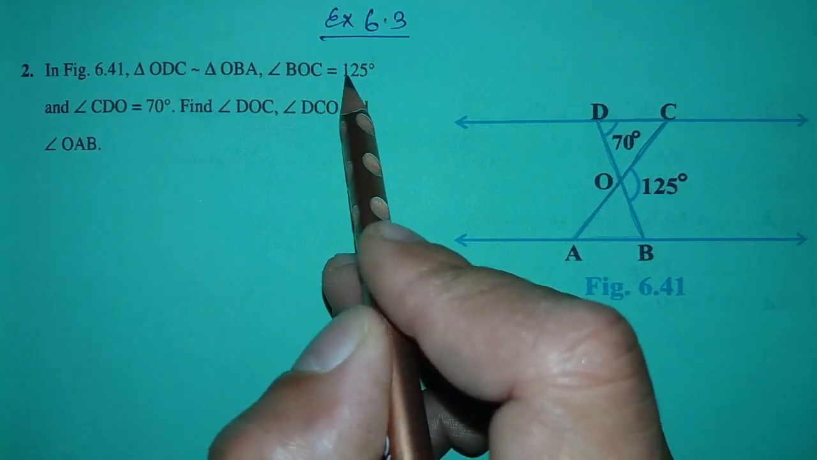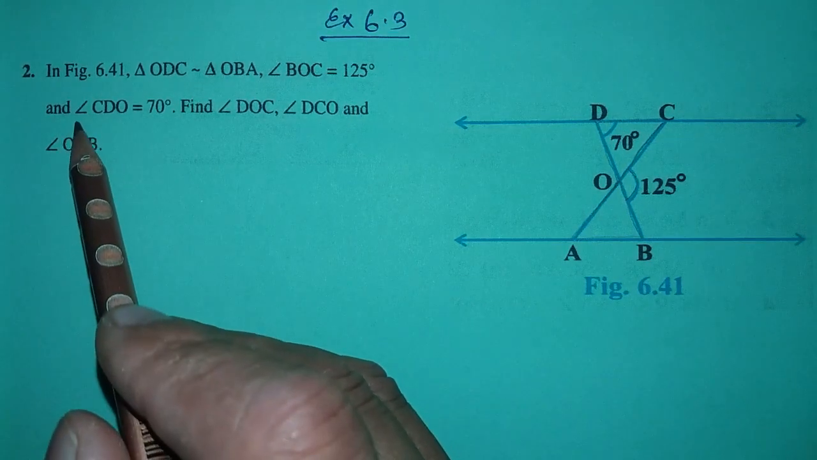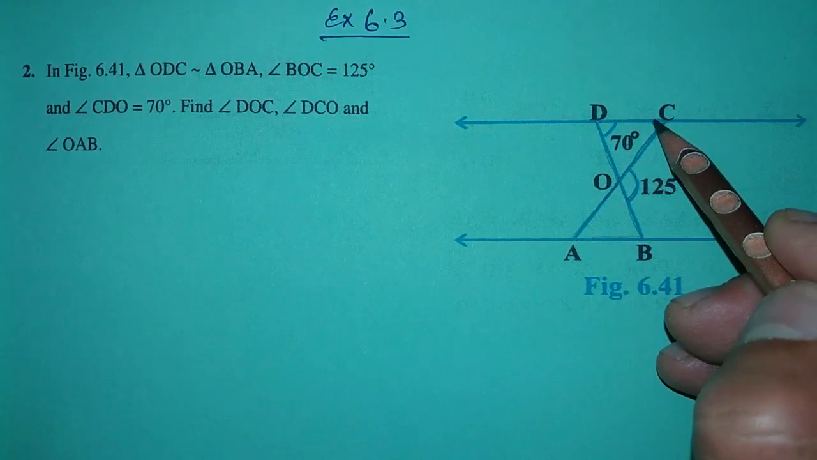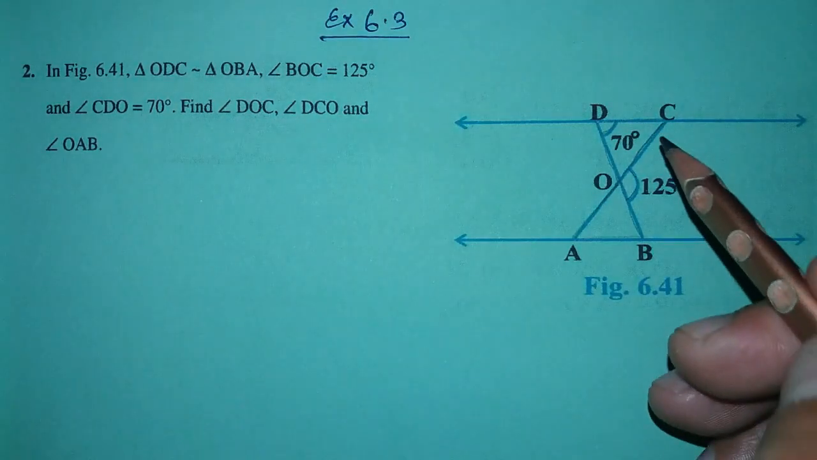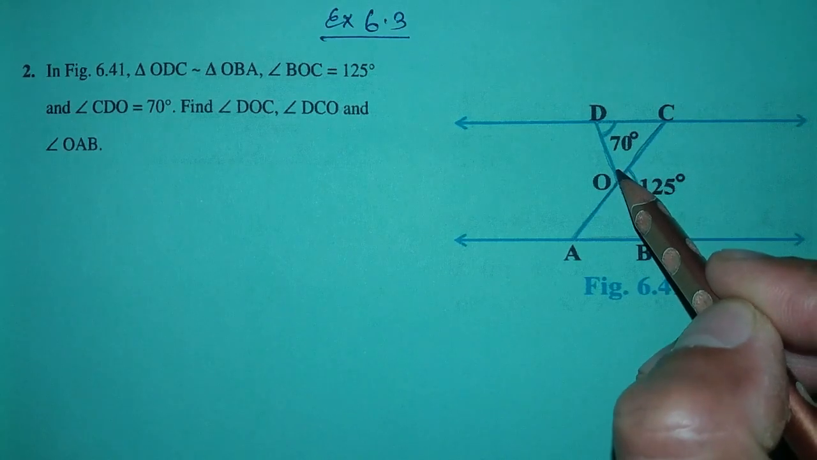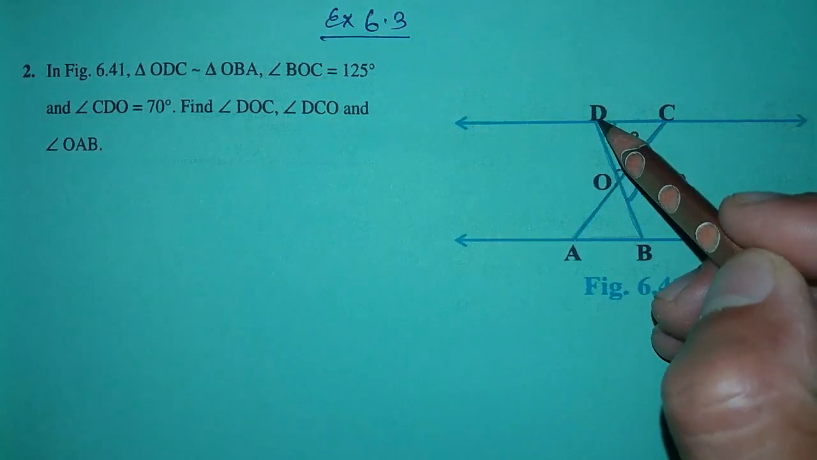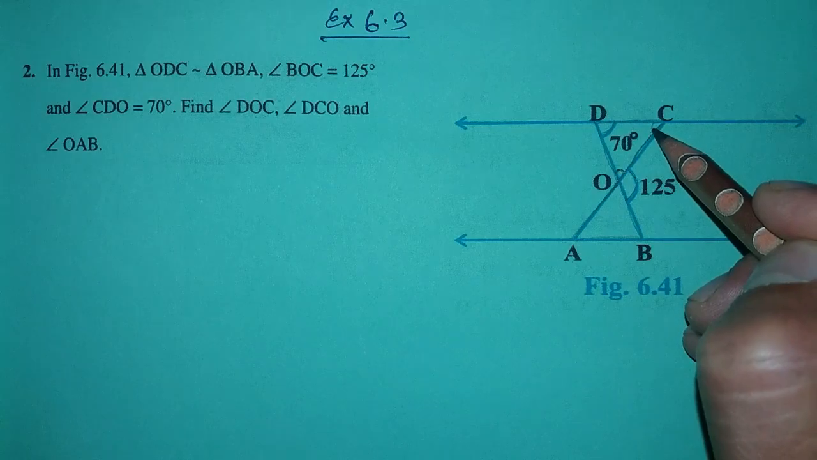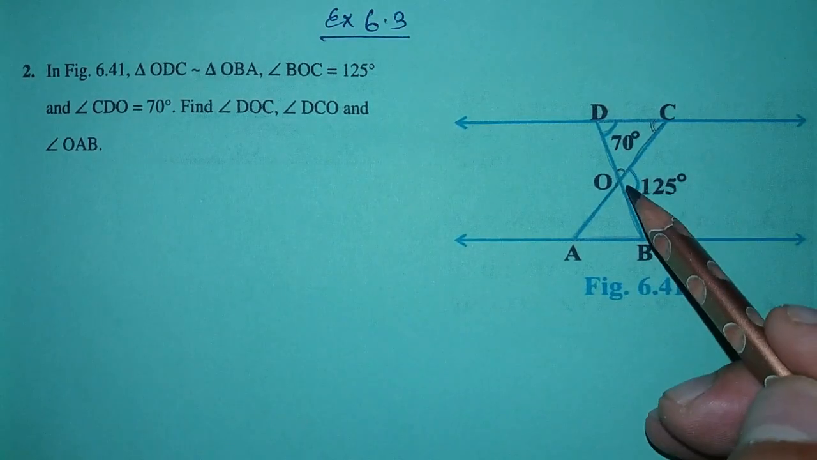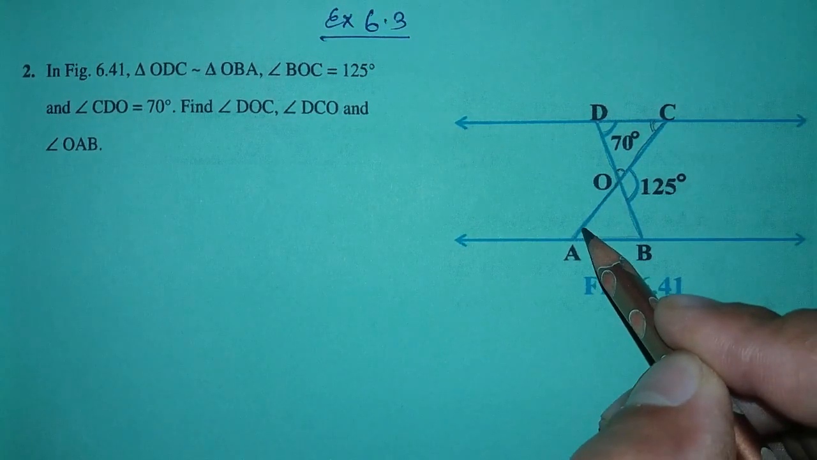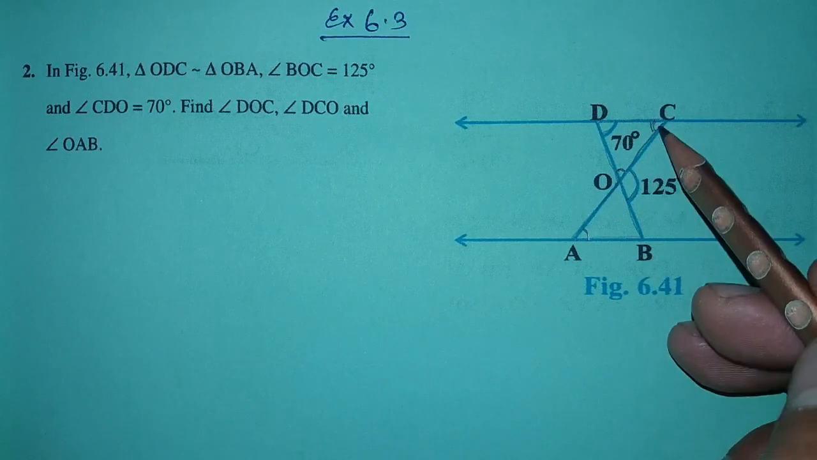Now angle BOC is 125 degrees, and angle CDO is equal to 70 degrees. Angle CDO, this angle, is 70 degrees. Find angle DOC. DOC is this angle. Angle DCO, which is this angle, and angle OAB, this angle. So these are the three angles that we're going to find out.